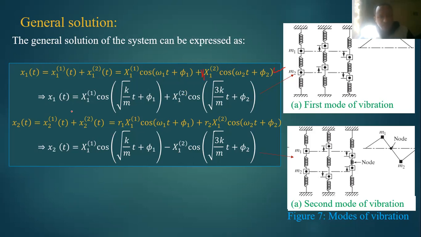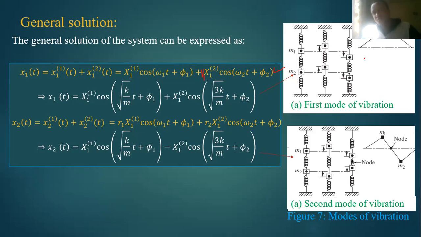So what does this equation imply? Masses are moving, for example, mass 1 and mass 2 in the first mode. One moves up, the second one also moves up. The second one down, the first one also moving down. Means they are in the same phase, means they are moving the same. Okay, so that is the meaning.